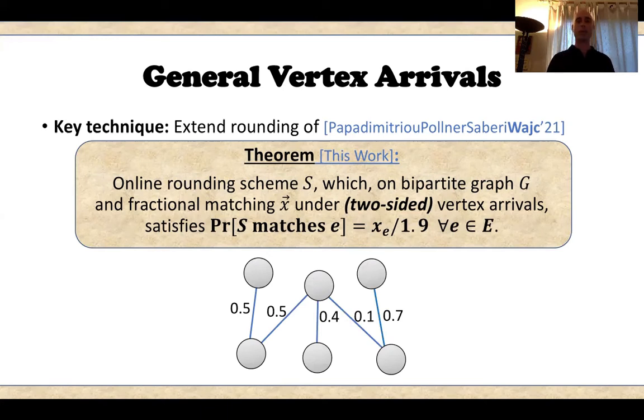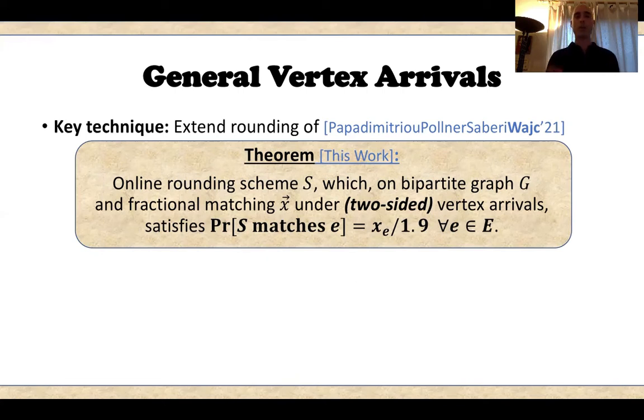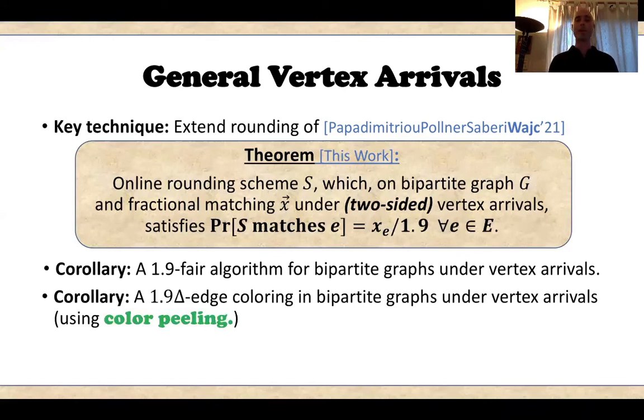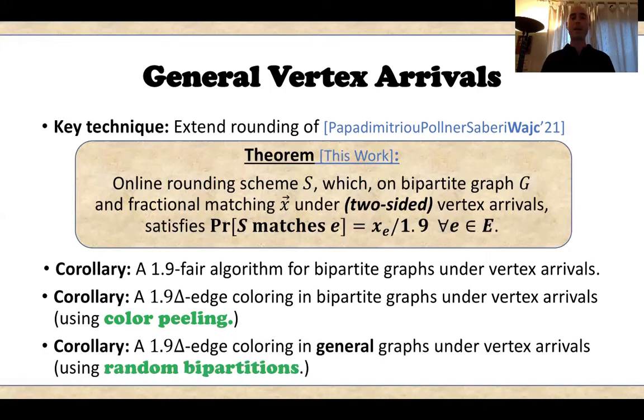Before telling you what goes into this theorem, let me tell you why this implies our main result. First, we can apply this black box theorem to the natural fractional matching, which assigns values x_e equal to 1 over Delta for each edge. And what we get there is an online matching algorithm which matches each edge with probability 1 over 1.9 Delta. In other words, we get a 1.9-fair algorithm for bipartite graphs under two-sided vertex arrivals. Plugging this into the color peeling technique, we get a roughly 1.9 Delta edge coloring algorithm in bipartite graphs, again under two-sided vertex arrivals. And then finally, plugging this into the random bipartition approach of Karloff and Shmoys, we get a roughly 1.9 Delta edge coloring algorithm in general graphs under vertex arrivals.